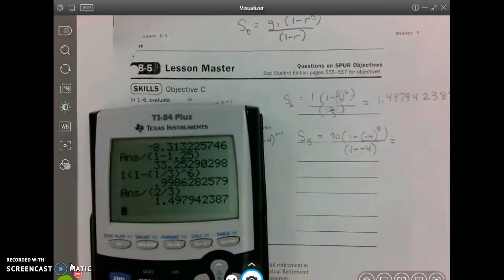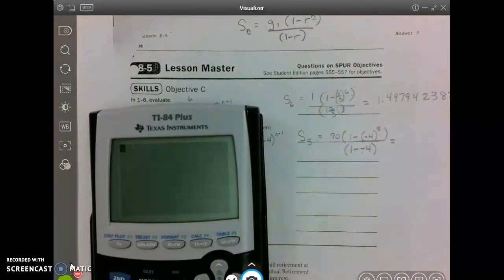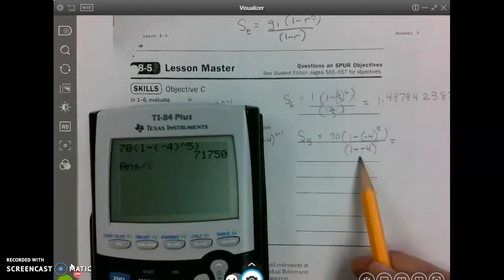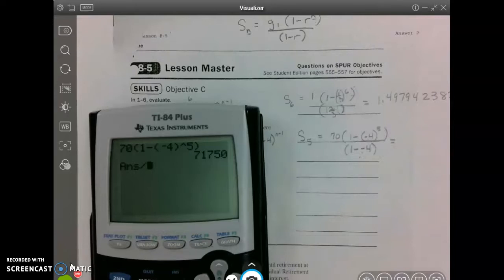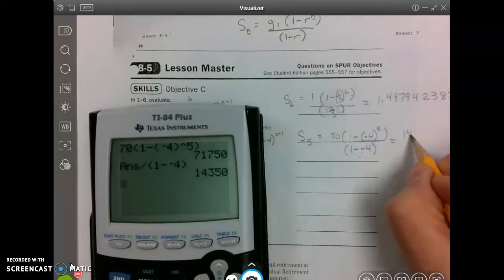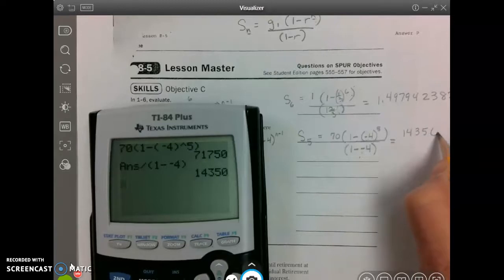So I'm going to go to my calculator, and I have 70, it's the first term, 1 minus, don't forget to protect that -4 with parentheses, to the 5th power. And then I'm going to be dividing by, I know that this is 5. If you did not recognize that and you want to type in 1 minus -4, you can do that. And we get 14,350.